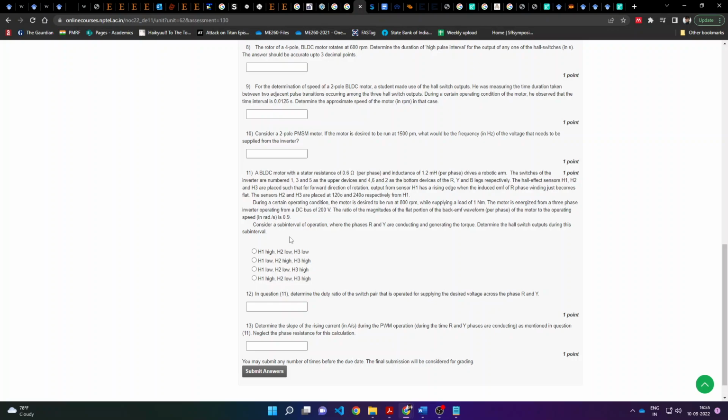Here they have given two things: that phases R and Y are conducting and generating torque. I guess the 11th question is pretty much solved, right? Based on this, you can say which Hall sensors will be active, similar to the Boolean expression.